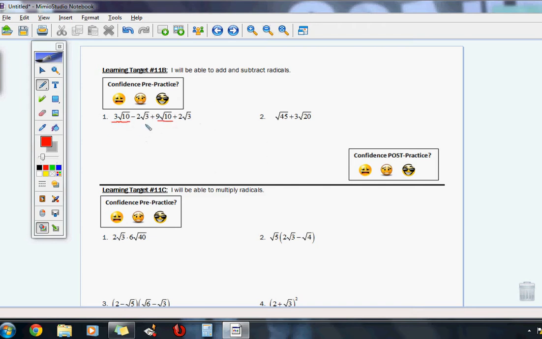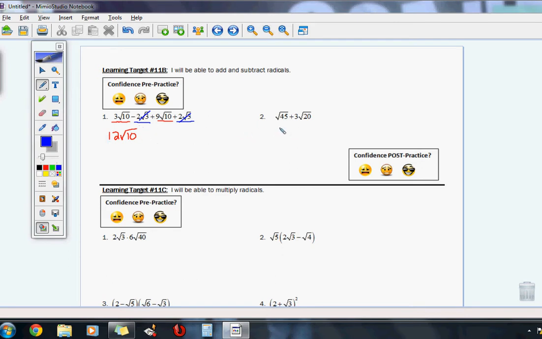So 3 root 10 plus 9 root 10 is simply 3 plus 9, which is 12 root 10. And then this one here is root 3, obviously. And we have a negative 2 root 3, positive 2 root 3, and they're going to cancel off here. So I just have 12 root 10.